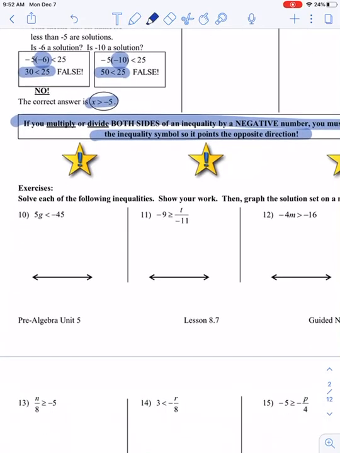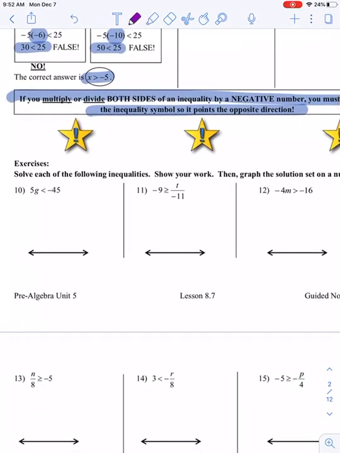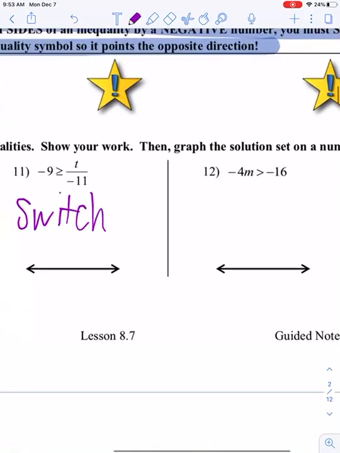So if you look at 10, 11, 12 here, this one you would not switch because you would divide by a positive 5. This one you would multiply by a negative 11, so because it's a negative, you would switch your sign. Okay, same with number 12, and we'll do that one together.